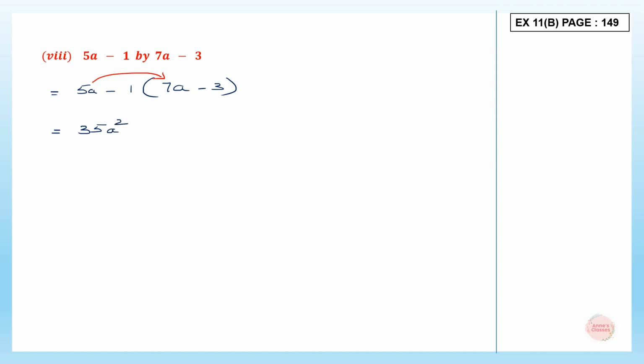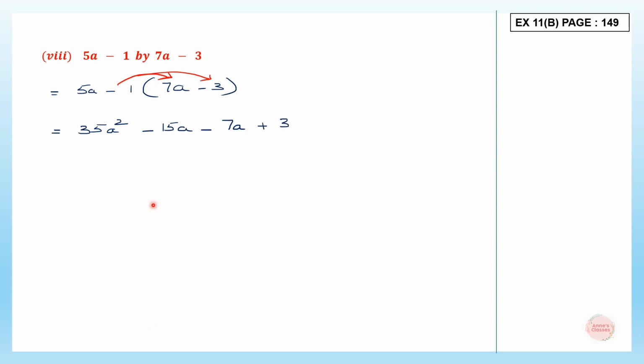Now we take 5a and we multiply it with minus 3. So minus into plus is minus. 5 threes are 15 and we have a. So we finished with 5a. So now let's go on to minus 1. So let's multiply minus 1 with these. So first we multiply minus 1 into 7a. So minus into plus is minus, 1 into 7 is 7 and that is a. Then we multiply minus 1 into minus 3. So minus into minus is plus, 1 threes are 3.